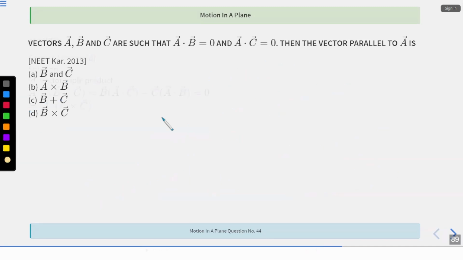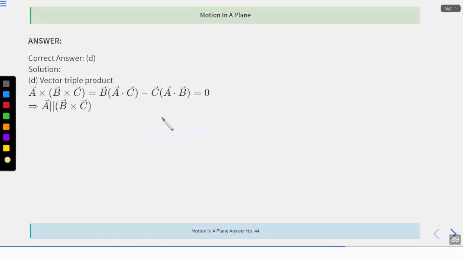So here we basically calculate the vector triple product. This is how you'll write it, and then you can further write it as B into (A dot C) minus C into (A dot B). And that will be equal to 0. And we can tell that A is parallel to B cross C. So our option is D.